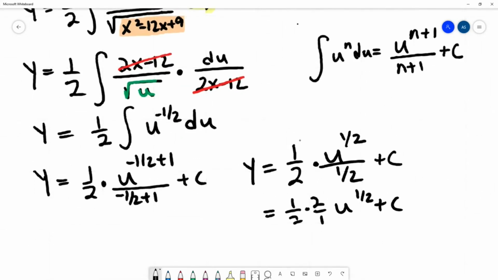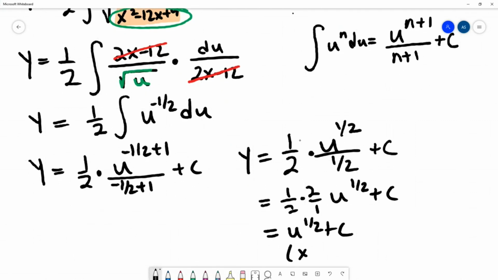That 1/2 and 2 cancel each other out, and we have u to the 1/2 plus c. The last thing I'm going to do here is bring back my original substitution for u. So this will give x squared minus 12x plus 9 to the 1/2 power plus c. So we've solved our differential equation.